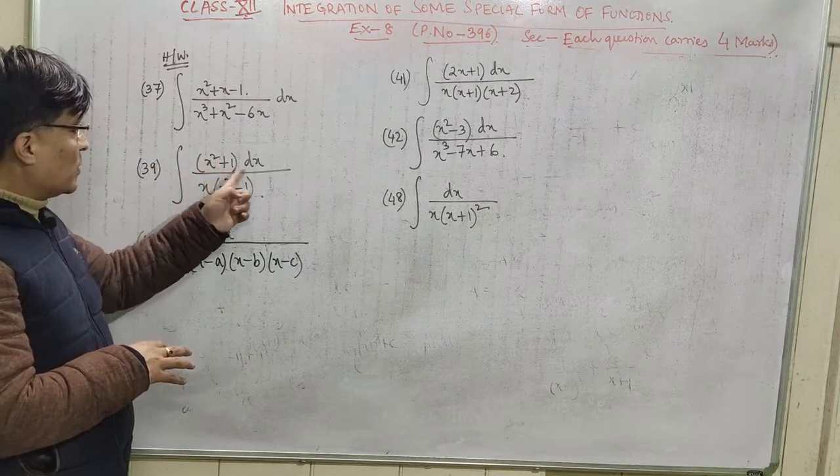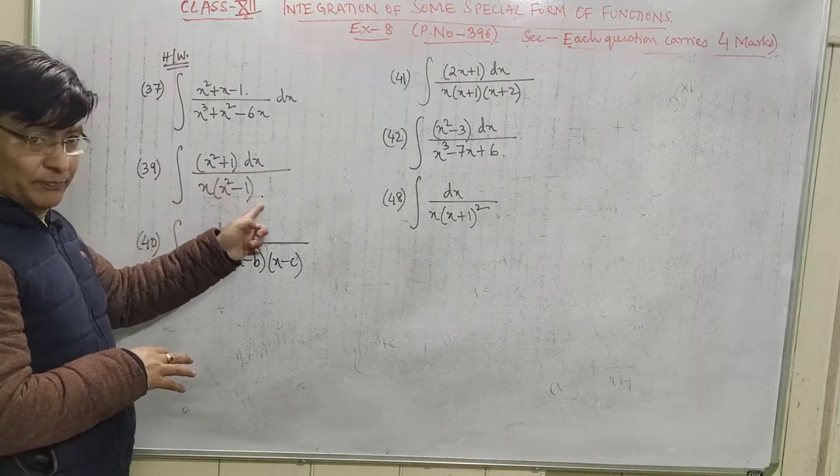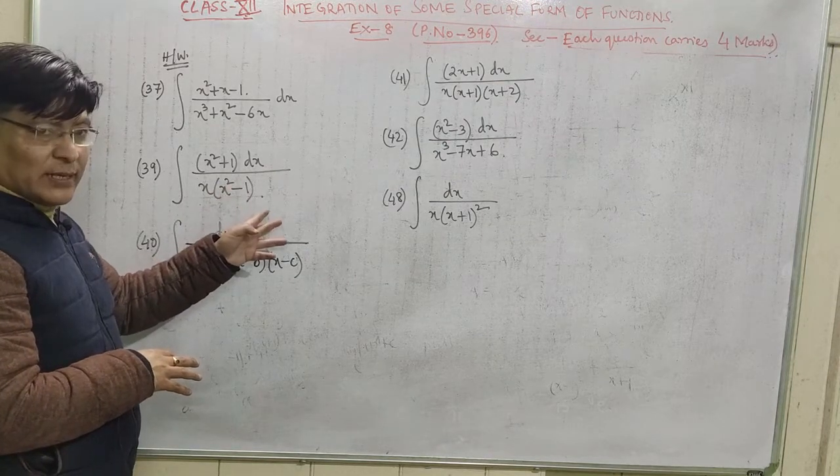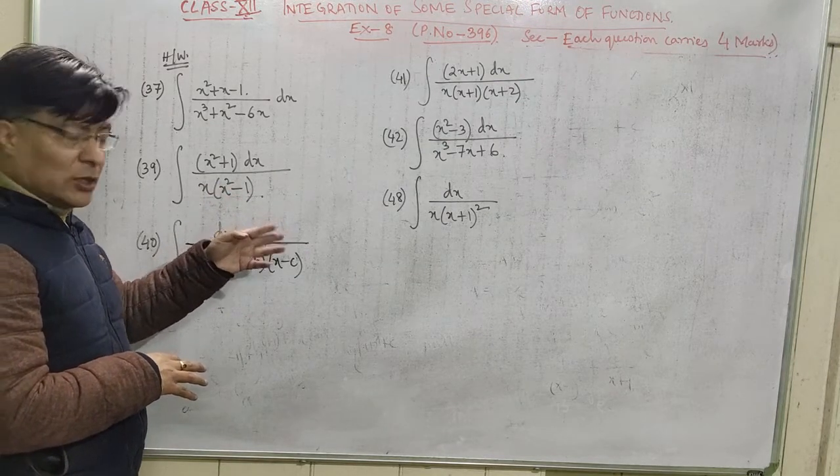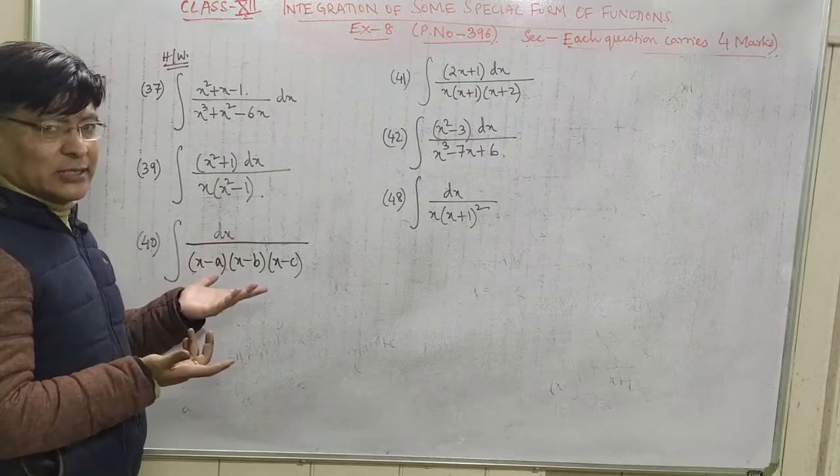Integral sine x square plus 1 dx divided by x into x square minus 1. So x square minus 1 can be factorized as x plus 1 into x minus 1. So there are 3 factors in the denominator. You can easily do it.